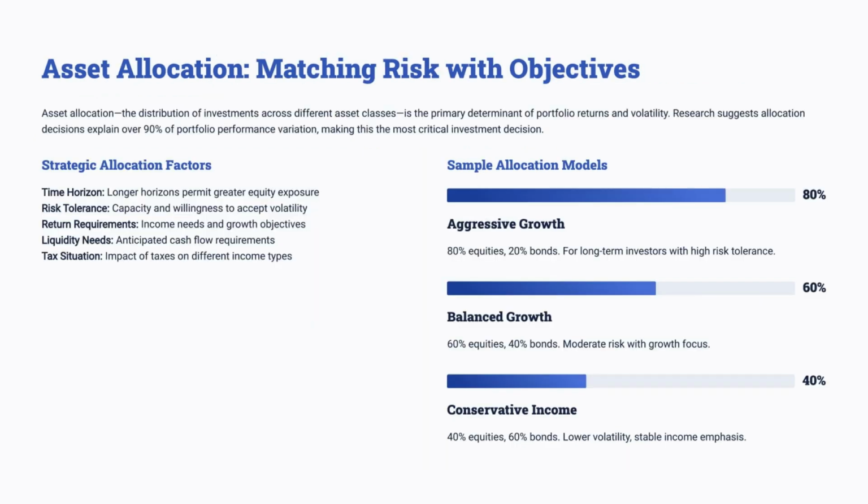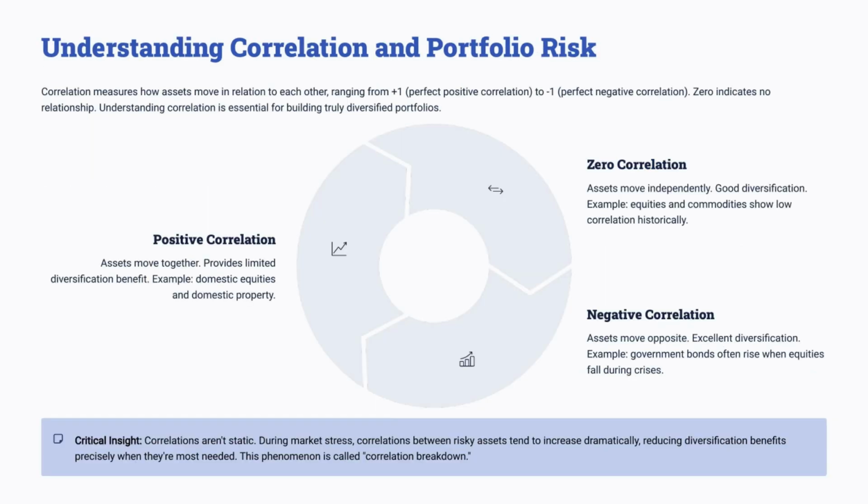Asset allocation is crucial, influencing over 90% of portfolio performance. Key factors include time horizon, risk tolerance, return requirements, liquidity needs, and tax situation. Sample models: aggressive growth, 80% equities, 20% bonds; balanced growth, 60% equities, 40% bonds; and conservative income, 40% equities, 60% bonds. Correlation measures how assets move relative to each other, crucial for diversification.